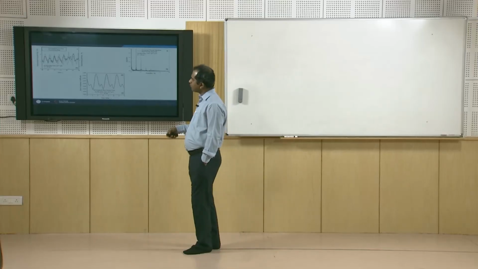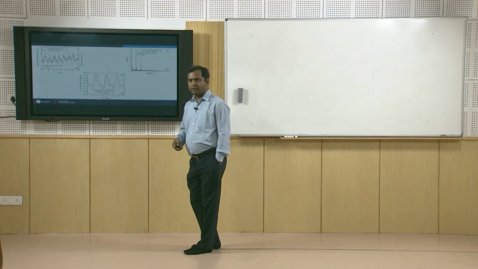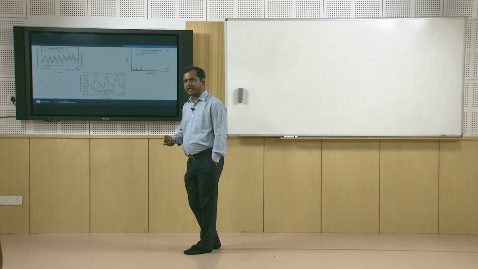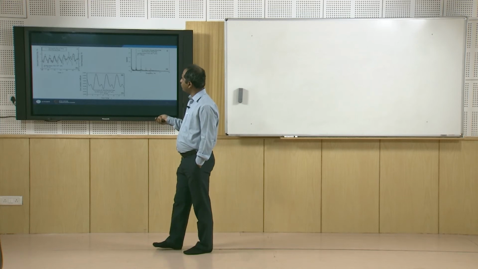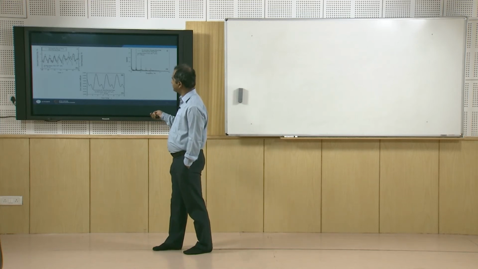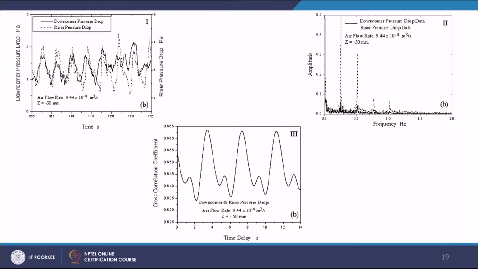If we go for the cross correlation between the signals of the downcomer and riser, then the cross correlation gives you something like this. So, this is at a very low air flow rate. The air flow rate we have chosen here is 9.44 into 10 to the power minus 4 meter cube per second.